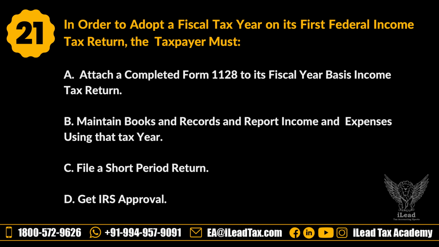Let's discuss the remaining questions of section 1, chapter 1, accounting periods and accounting methods. Let's see the first one. In order to adopt a fiscal tax year on its first federal income tax return, the taxpayer must: A. Attach a completed Form 1128 to its fiscal year basis income tax return. B. Maintain books and records and report income and expenses using that tax year. C. File a short period return. D. Get IRS approval. Let's see what is the answer.